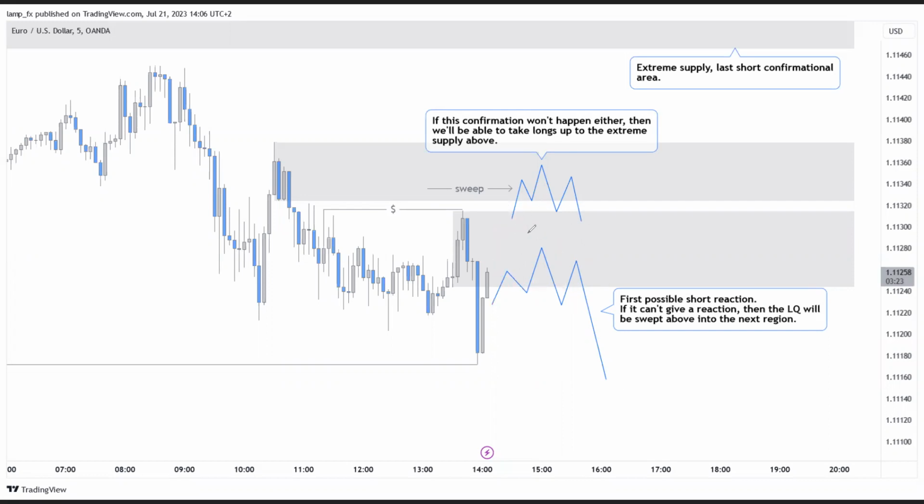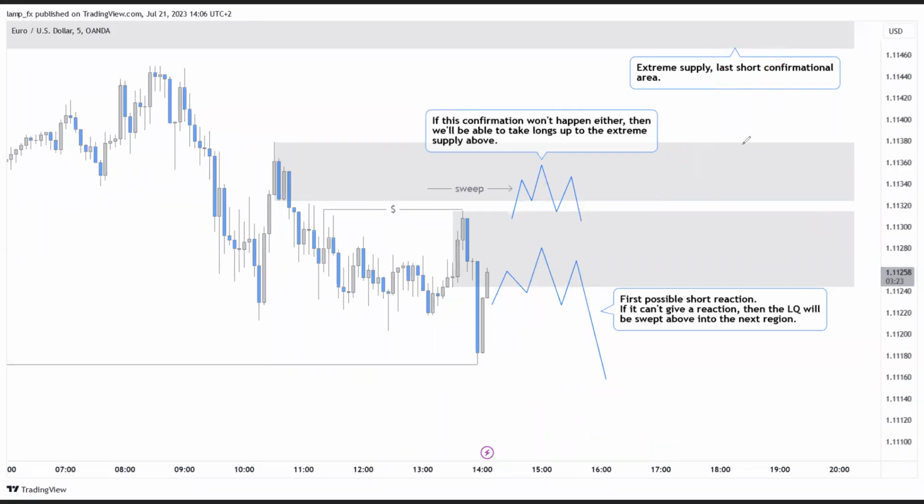If this supply fails, then we can wait for the sweep of this liquidity line right here, sweep of it into the supply above, and the same confirmation entry there as you can see. If this confirmation won't happen either, then we will be able to take longs up to the extreme supply above, which is up here. So that was the third plan. First plan, short on the last supply. Second plan, short on the supply above the last supply. Third plan, longs up to the extreme supply. Fourth plan, it is written here: extreme supply last short confirmation area. So the fourth plan, confirmation of this last area right here and short.